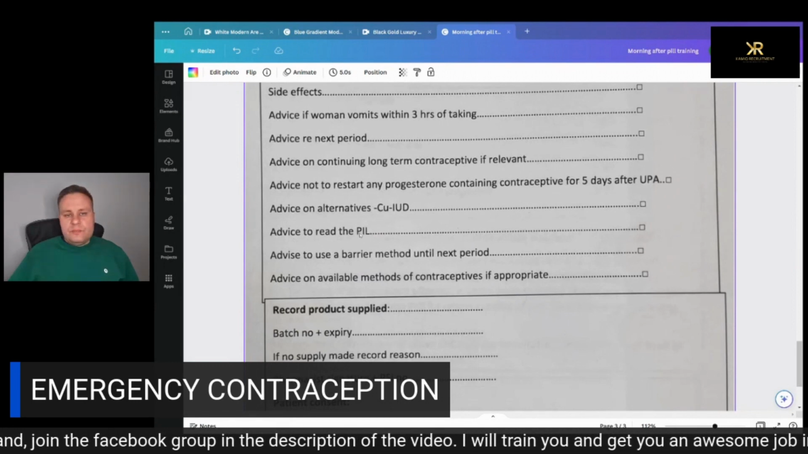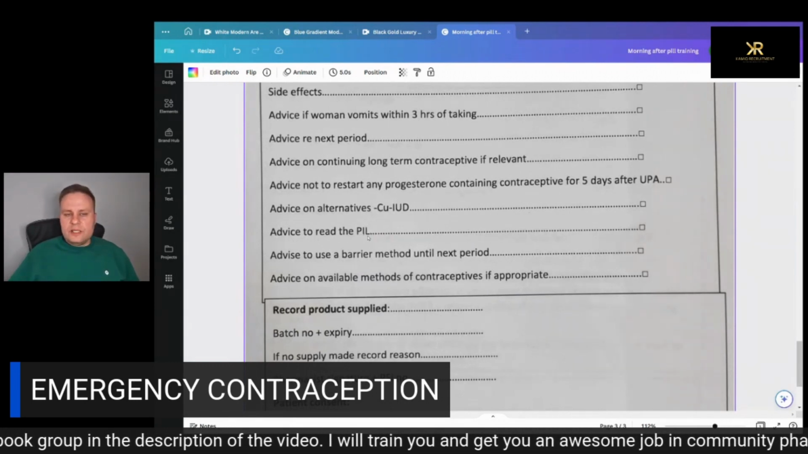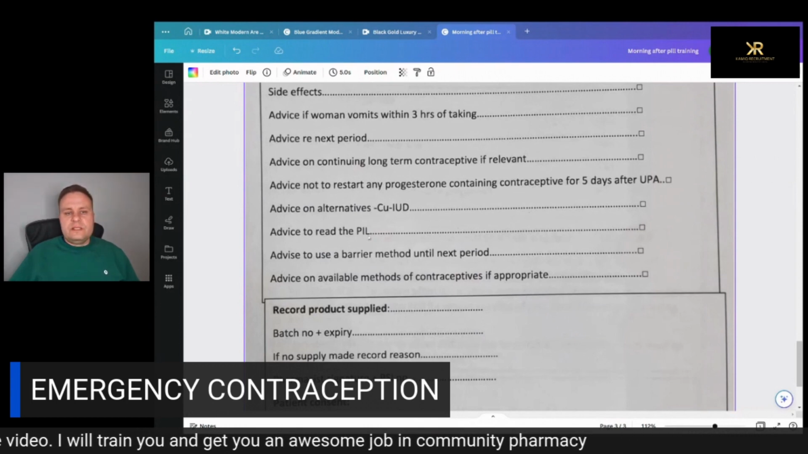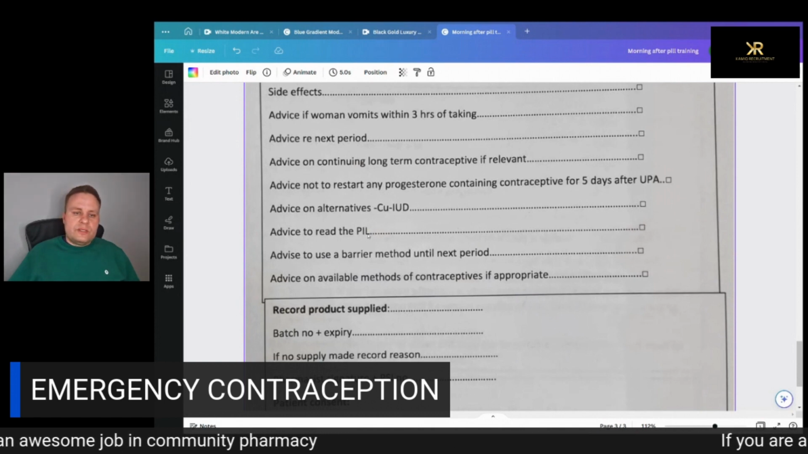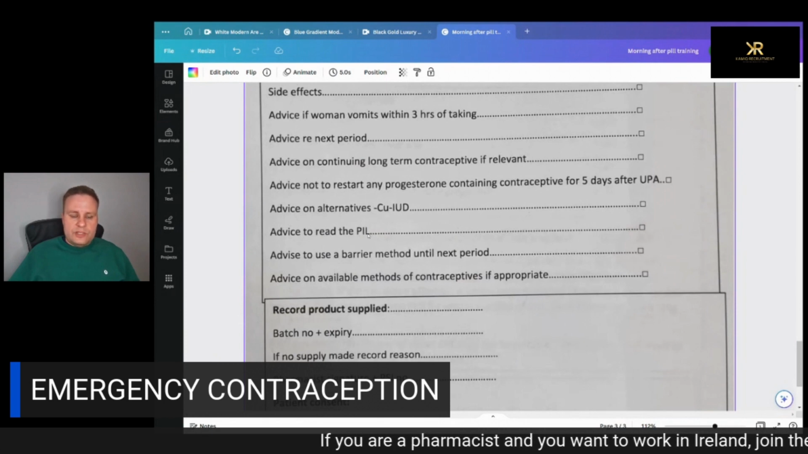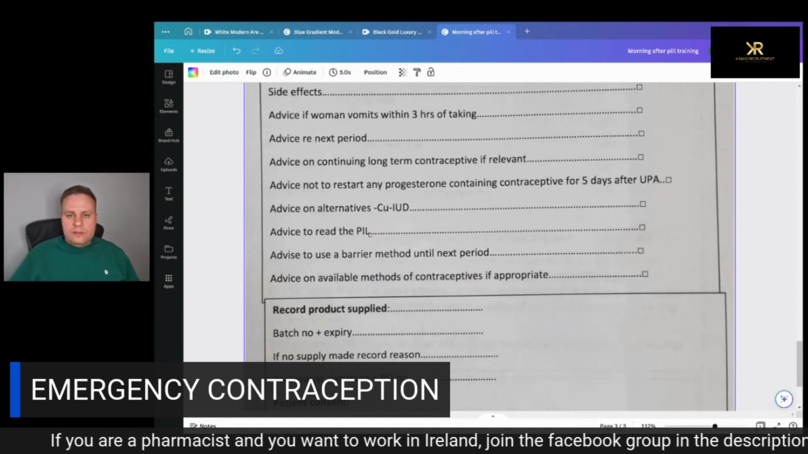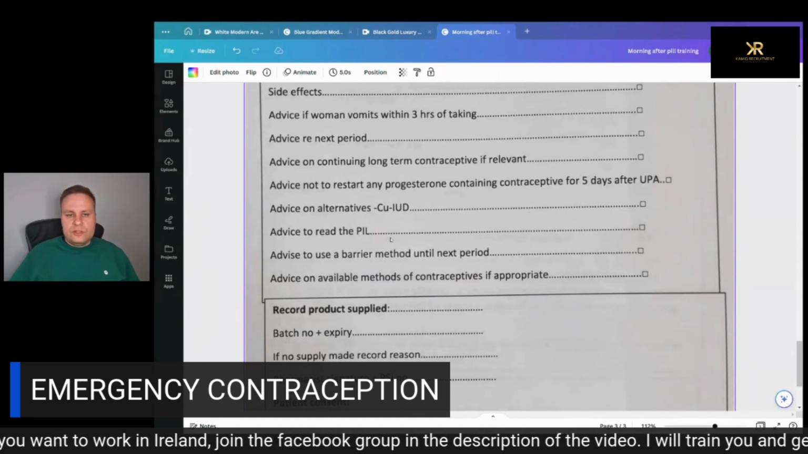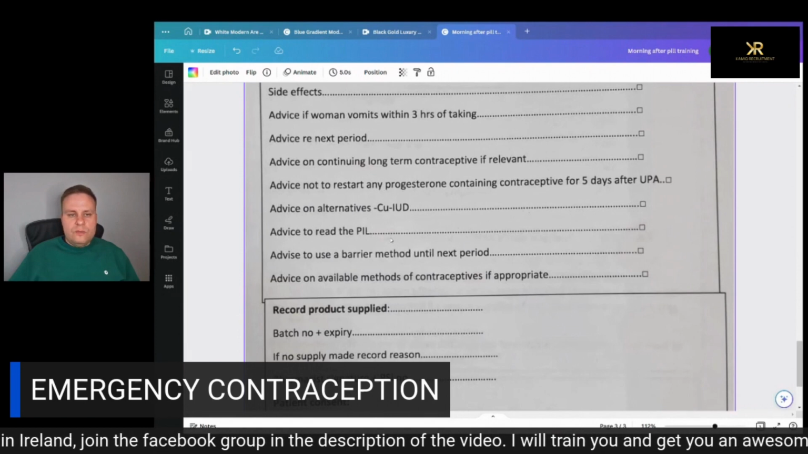Advised to read the patient information leaflet. So you have to say, I advise you to read the patient information leaflet. That's what PIL stands for. So I advise you to read the patient information leaflet before taking the medication, so you can familiarize yourself with the possible side effects and with everything that the manufacturer intended the patient to know.